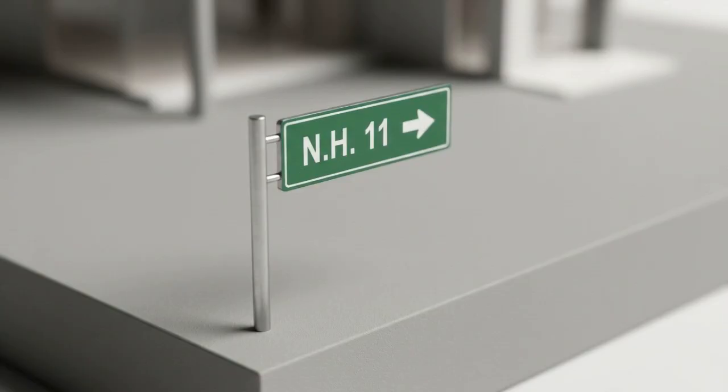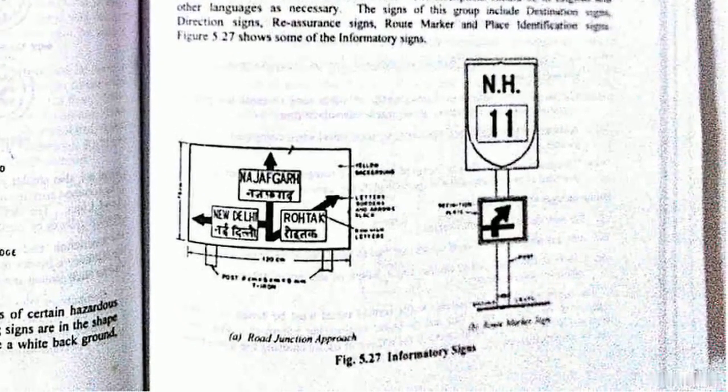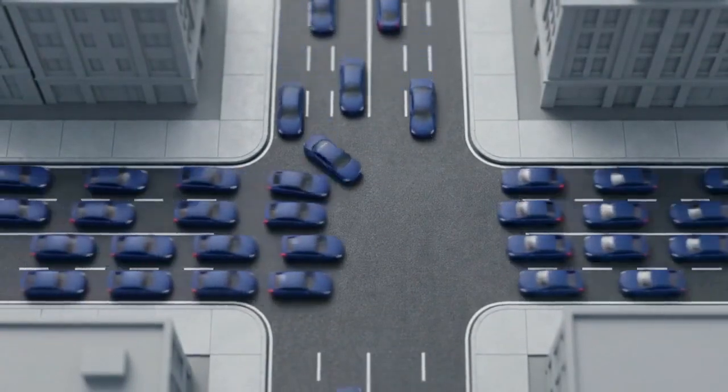The final category is informatory signs. As detailed here, these use a rectangular geometry. By guiding routing in advance, they induce driver hesitation, allowing the traffic stream to maintain continuous flow. Passive signs are highly efficient. They rely on spatial separation and driver autonomy.